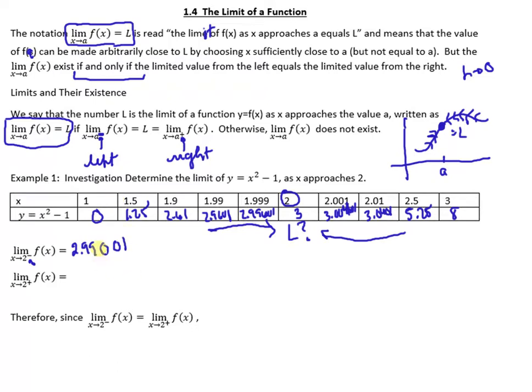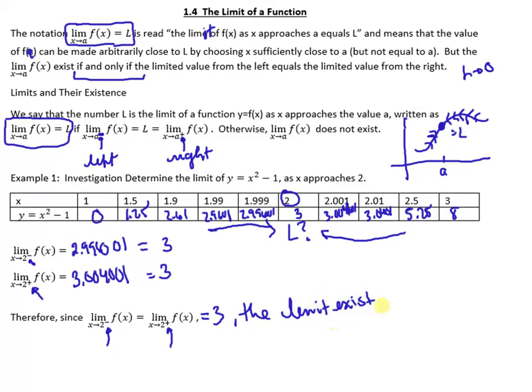And the limit of f at x as x approaches 2 from the right-hand side, we got 3.004001. So that approaches 3, and this one approaches 3. Therefore, since the limit as x approaches 2 from the negative side of f at x equals the limit of f at x as x approaches 2 from the positive side, and those both equal 3, the limit exists. And the limit is 3.